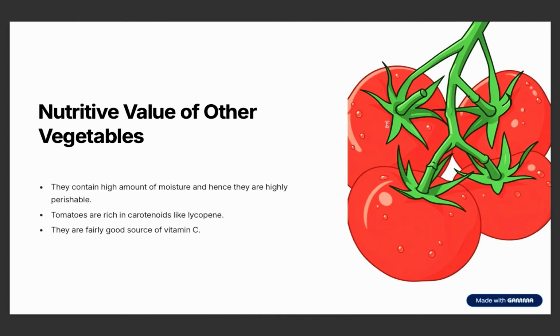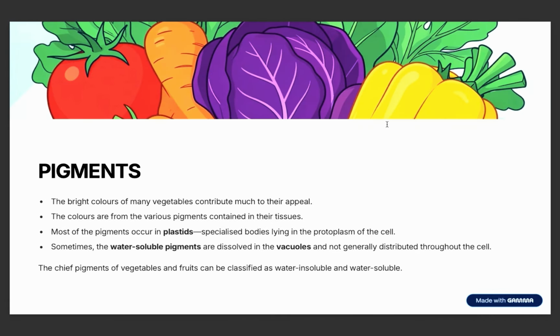And looking into the pigments, the bright colors of many vegetables contribute much to their appeal, and the colors from the various pigments are present in their tissues. Okay, there are different types of pigments. We will look into it at a later class.